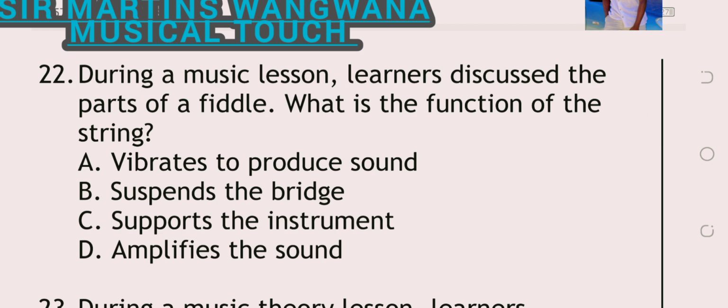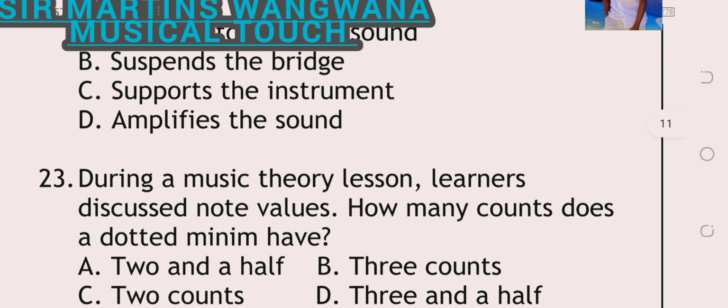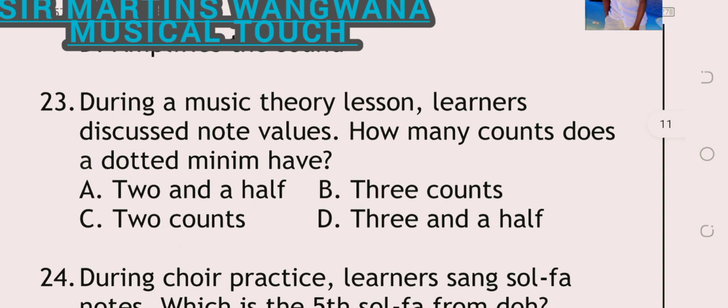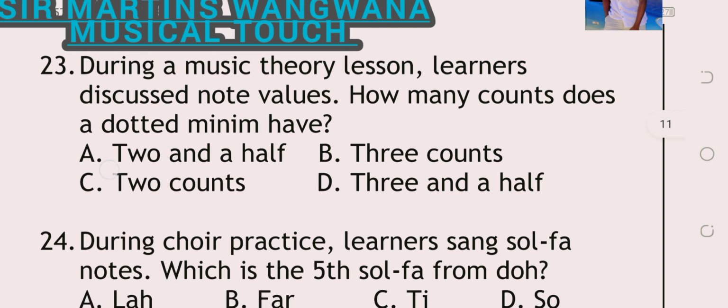We say during a music lesson, learners discussed the parts of a fiddle. What is the function of the string? Actually, the string vibrates to produce a sound. That is correct, one is A. Then number 23, during a music theory lesson, learners discussed note values. How many counts does a dotted minim have? A minim itself, 2, then dotted, a half of 2 is 1. So 2 plus 1, you get 3. 3 counts. The correct answer is B.